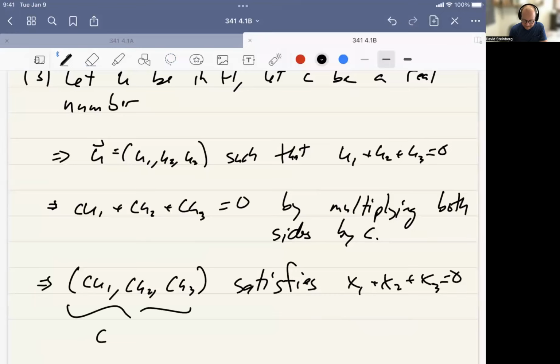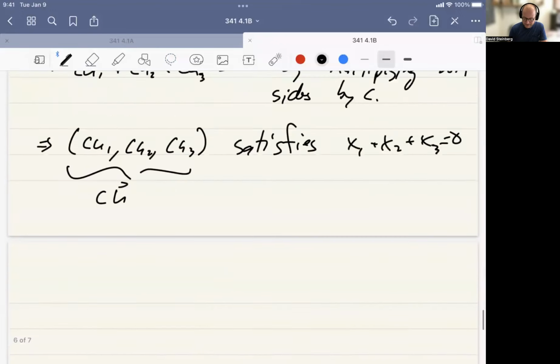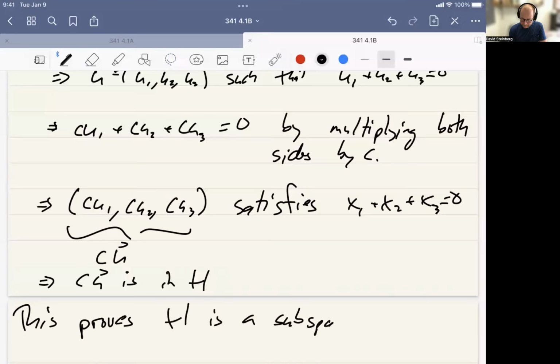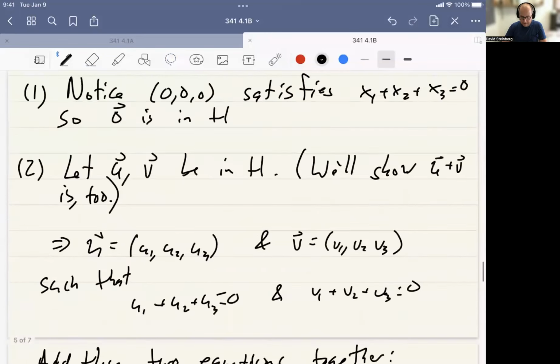But this vector is just exactly cu. So cu satisfies our equation, which means that cu is in H. So since our subset H satisfies 1, 2, and 3, it must be a subspace. This proves H is a subspace of R3. So this was a little bit of work, slightly painstaking.